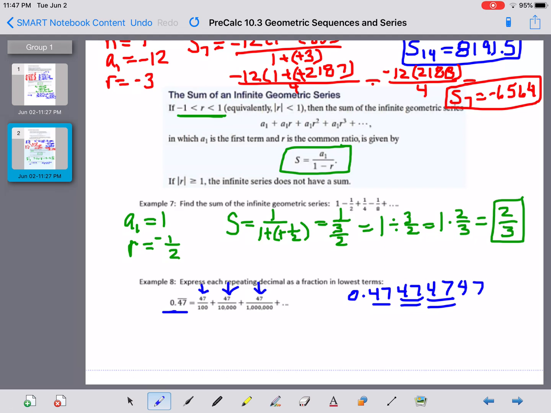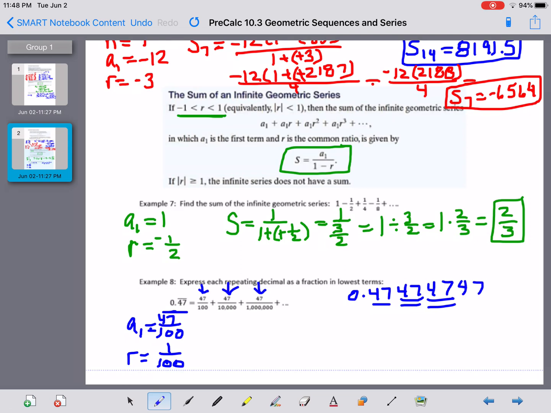I need to find my ratio here. My first term is 47 over 100, and the common ratio, if you think about it, my 47 stays the same on top, so nothing is happening on top. On the bottom, we're adding two more zeros every time, which is like multiplying by 100. We don't have a sign change, so it's just a positive 1 over 100. Okay, that's what we need to know.